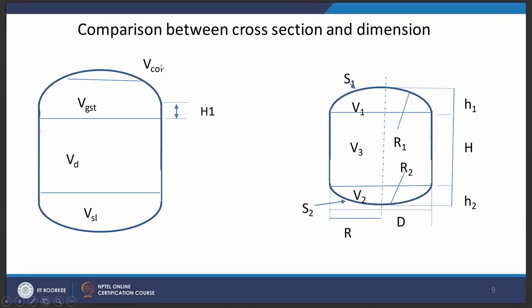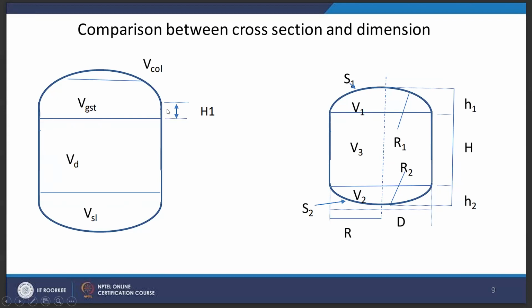And this is the difference between cross section and dimension. The dimension includes the values of these geometrical parts of the reactor, that is the cylindrical part, the top cover and the bottom cover. What is the volume of the top and what is the volume of the bottom cover? What is the volume of the cylindrical part? What will be the height of the top and bottom round covers? What will be the height of the cylindrical portion? And what will be the radius? These are the dimensions of the reactor, and these are the cross sections of the reactor.